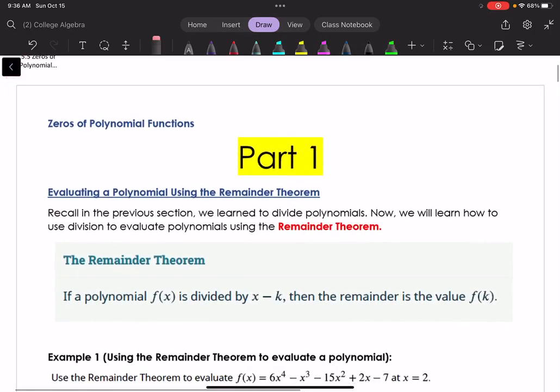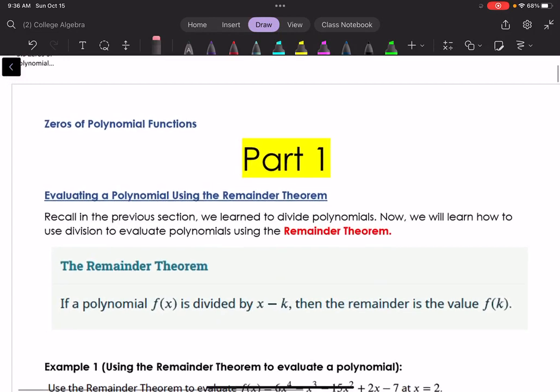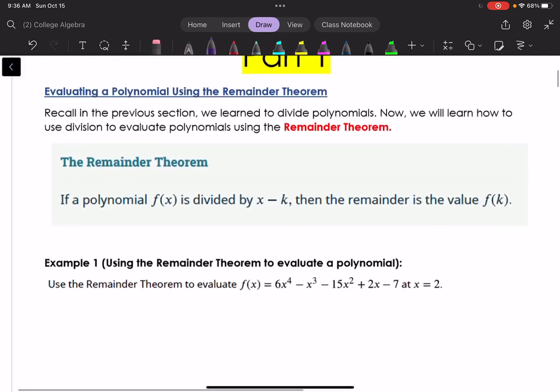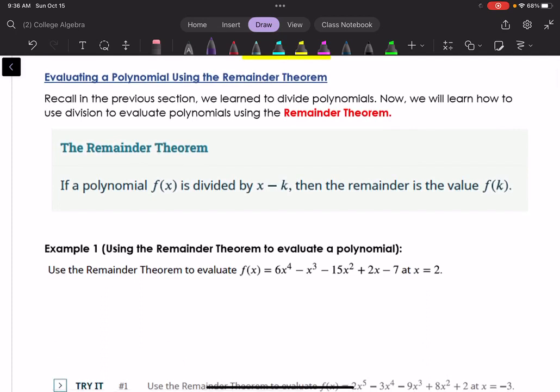All right, good morning. So today we're going to work on the first part of section 5.5, zeros of polynomial functions. And so the first thing we'll talk about is evaluating a polynomial using the remainder theorem. If you remember, when we evaluate a polynomial, we just plug in a number and see what the output is for that input.